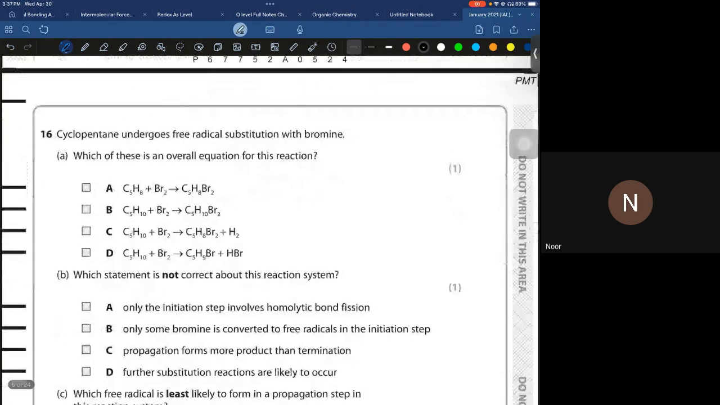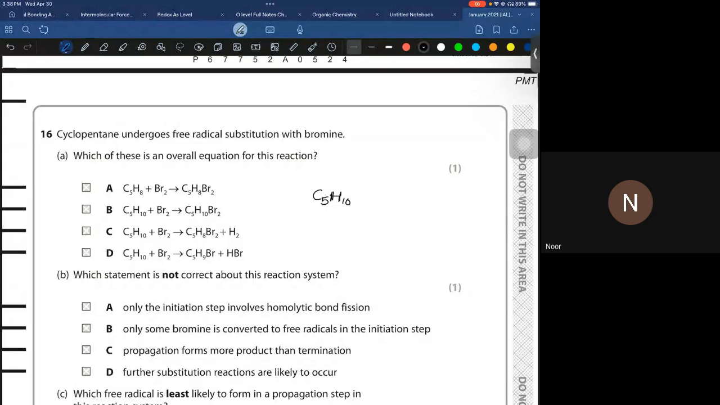Then you can try question number 16. In this question, they are saying cyclopentane undergoes free radical substitution with bromine. Which of these is an overall equation for this reaction? Cyclopentane means that the formula for cyclopentane would be C5H10. Remember, the formula for cyclopentane is C5H10. So that would be option B, C, and D. Option A is completely wrong because the formula is not correct.